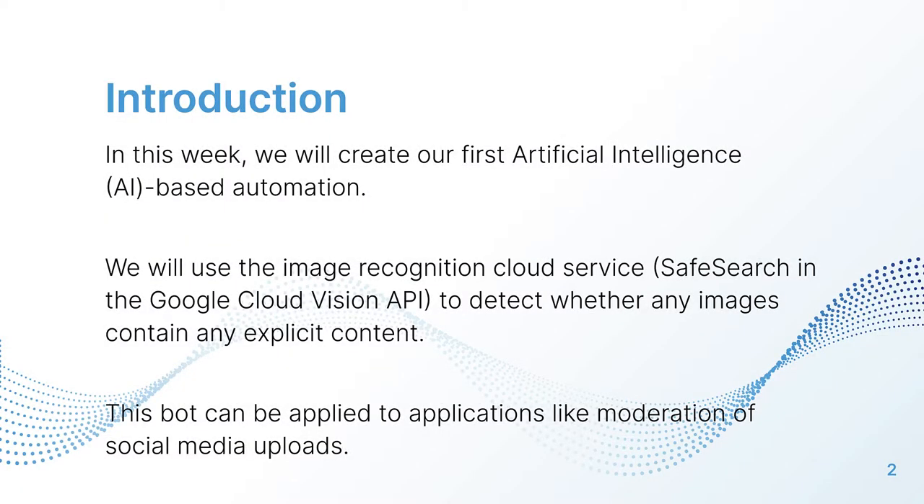In this week, we are going to create our first artificial intelligence or AI-based automation. Specifically, we are going to use the image recognition cloud service provided by Google Vision API. And we're going to use this image recognition to detect whether any images contain any explicit content. This bot can be applied to applications like moderation of social media uploads and many other applications.